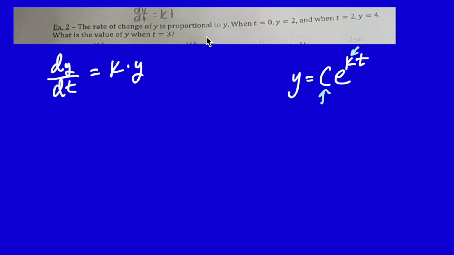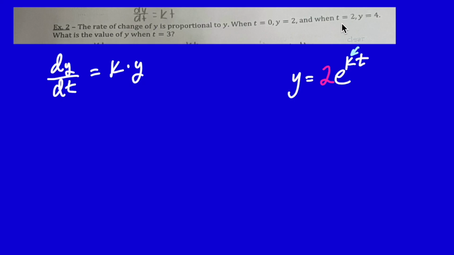So to get the c, usually that involves the initial condition. If t equals 0, then this whole thing goes to 1. So we're going to have c times e to the 0, that goes to 1. So y is going to equal c. And they tell us that y equals 2. So if 2 equals c, then we know that the c is going to equal 2 for the rest of this problem. So let's go ahead and replace that c with a 2 that we obtain by setting t equal to 0.